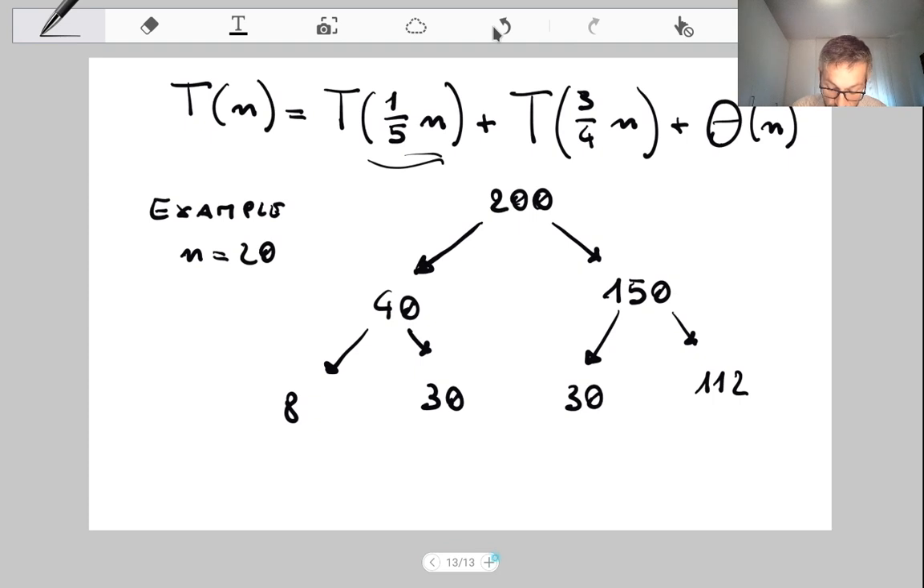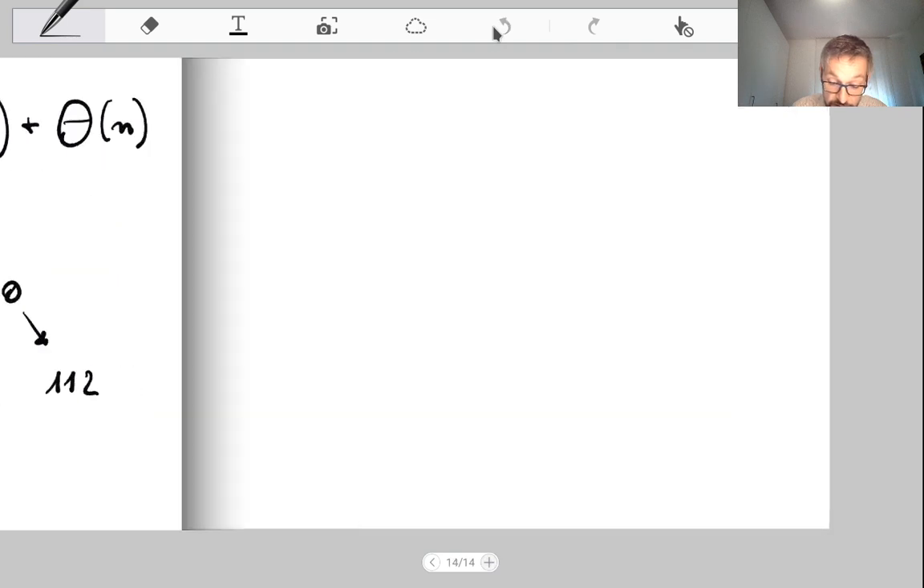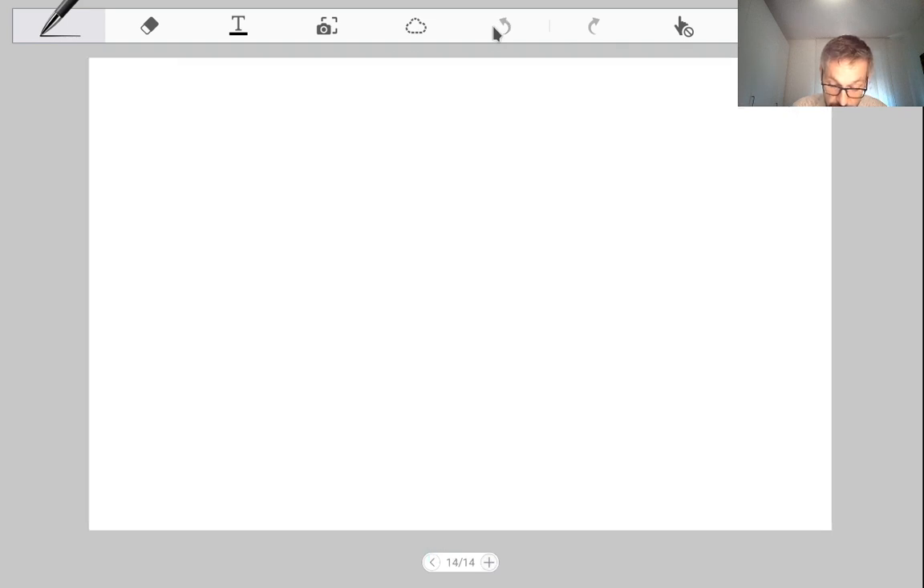So let me try to simplify all the things by generalizing, okay? And let me say that instead of writing 1/5 every time, I will write alpha, and instead of writing 3/4 every time, I will write beta. Okay, and let me write the tree, the general tree.